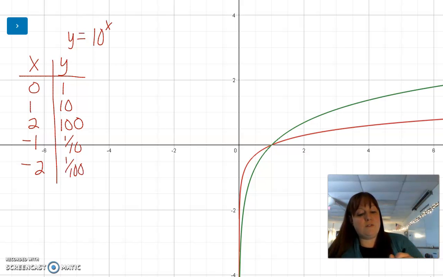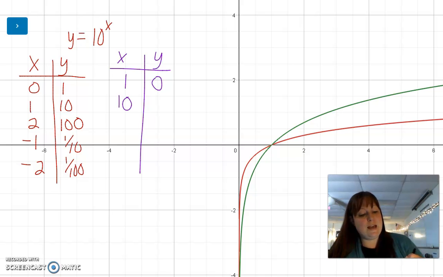So for the graph of log base 10, I would switch all of my x's and y's, right? So now, when I put in 1, I'm going to get out 0. When I put in 10, I'm going to get out 1. When I put in 100, I'm going to get out 2. When I put in 1/10, I'm going to get out negative 1. And when I put in 1/100, I'm going to get out negative 2.